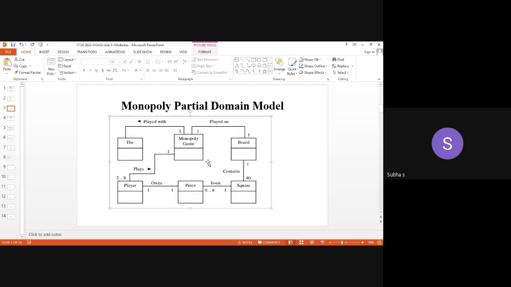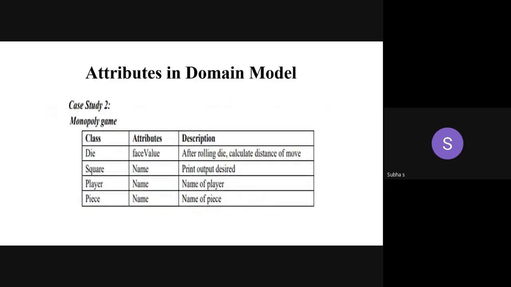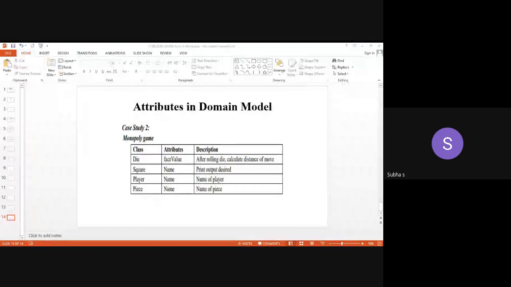So just a Monopoly game. Last one, we are having 4 classes with 4 attributes. Face value: for a die, we can't give a name, so die face value, what number it's facing, 1 or 2 or 3, like that. Square attribute is name. For player, name, piece, and the name. This description you can give. So these are the things related to attributes.